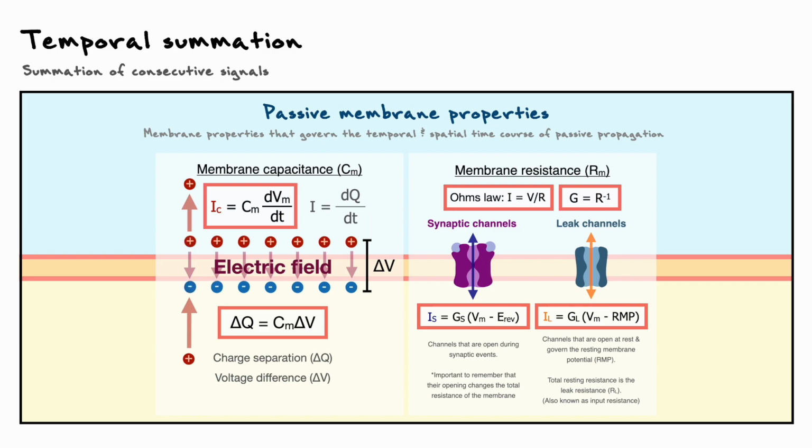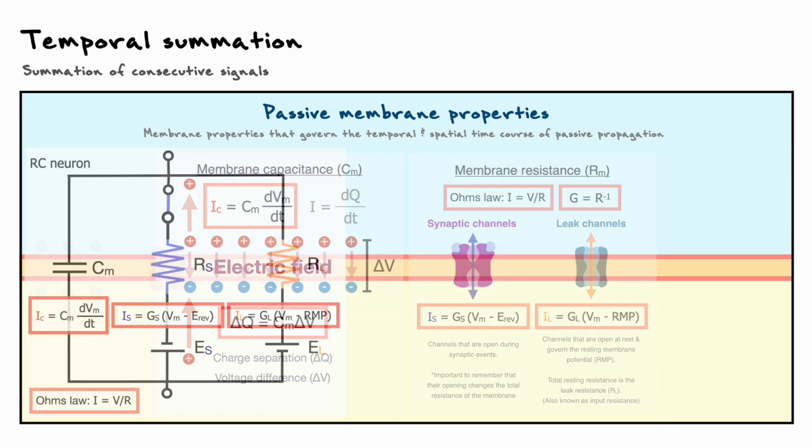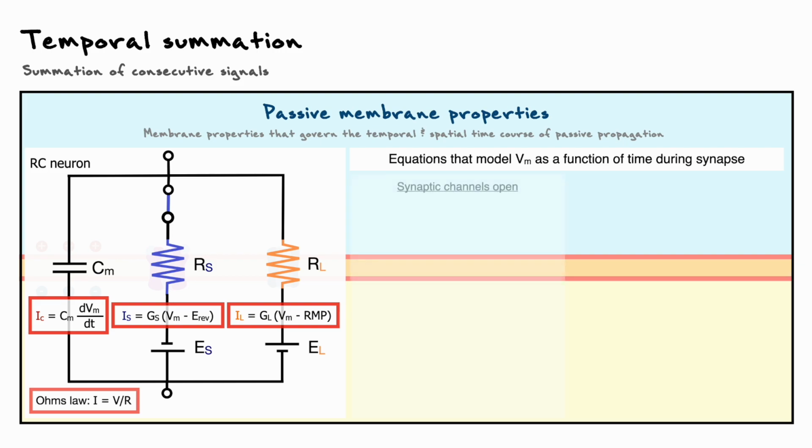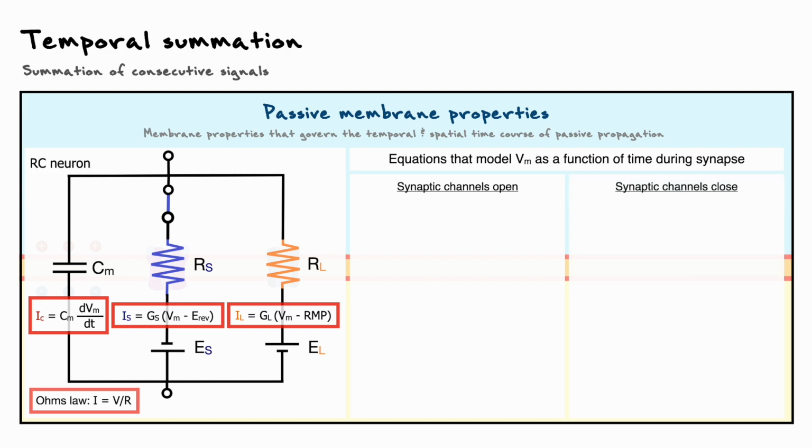Another tool that will be relevant for us to understand how temporal summation occurs is to have the equivalent circuit model of the synapse. This circuit basically models the neuron as an RC circuit, which is very convenient for us because from that we will be able to determine equations that will allow us to see how the membrane potential changes as a function of time based on our passive membrane properties. Now, in our system, there are two dynamic states to consider: during the synapse when the synaptic channels open, and after the synapse when the neuron returns to baseline. Let's start with during the synapse.